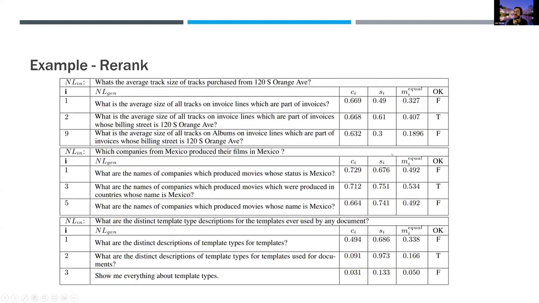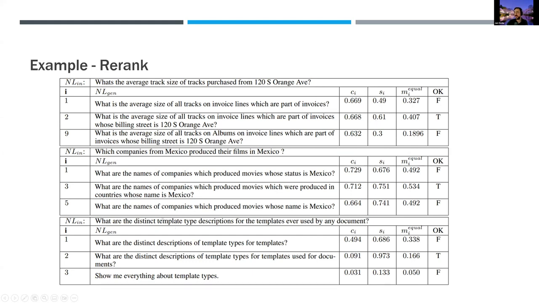And then if we look at a few other examples, just looking at the back translation, we have the input query: what's the average track size of tracks purchased from this address here? And if we look at the back translation, we see that the first one, according to the confidence score, is completely wrong. However, the semantic similarity score also doesn't give it a high score. But the second one, which is the correct one, has a higher semantic similarity score, although it has the same confidence. So this is again an example where the semantic similarity helps us to find the correct hypothesis.